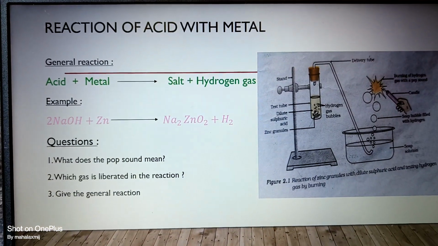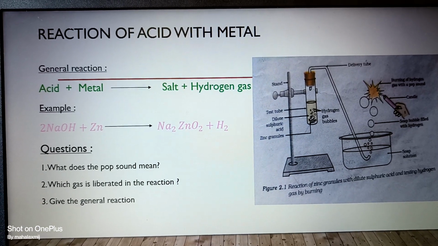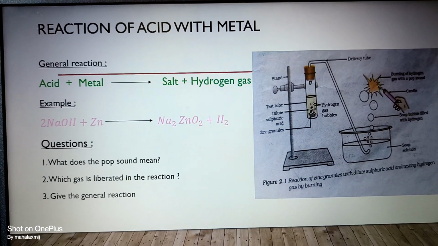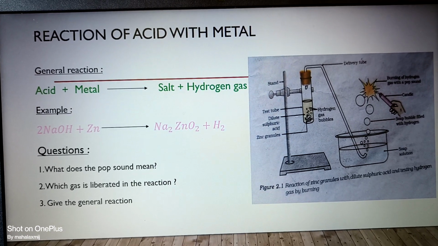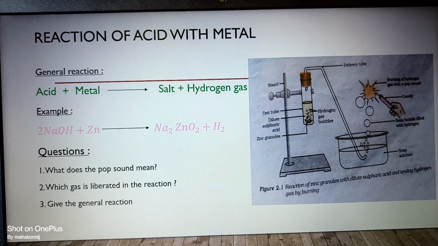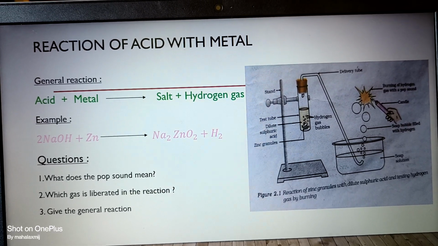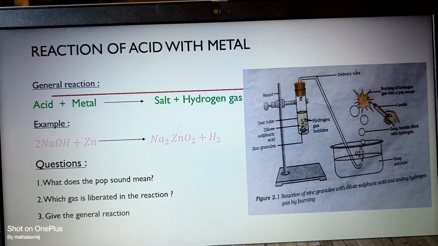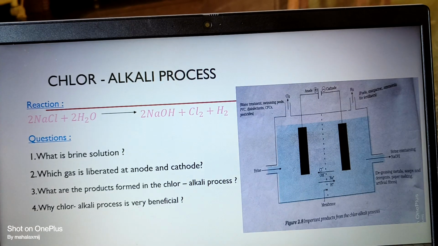Next one is reaction of acid with the metal. So the diagram will be given for the MCQ and various questions will be asked on it. For example, which gas is liberated in the reaction? And the answer is hydrogen gas. What does the pop sound mean? Pop sound means for the liberation of the hydrogen gas. Then give the general reaction, that is acid plus metal gives the salt and hydrogen gas.